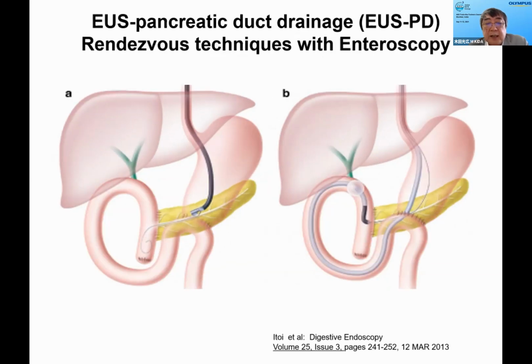And also in the surgically altered anatomy patient, we can also perform the rendezvous technique with the enteroscopy, like this. After the insertion of the guide wire, we insert the enteroscope into the jejunum, anastomotic site, then catch the guide wire, then insert the MPD pancreatic duct stent.